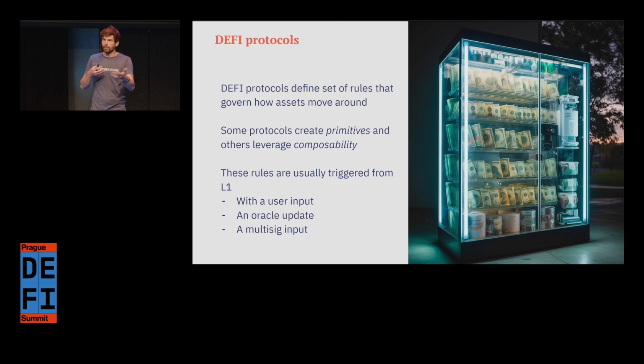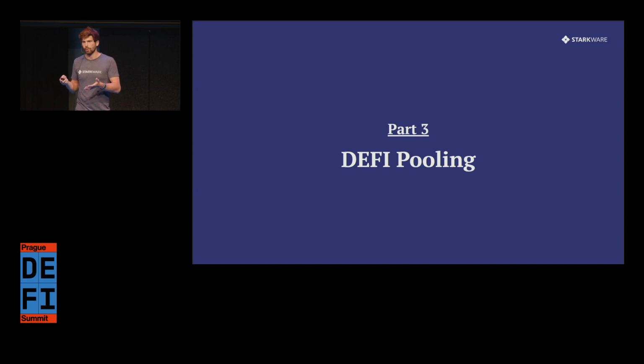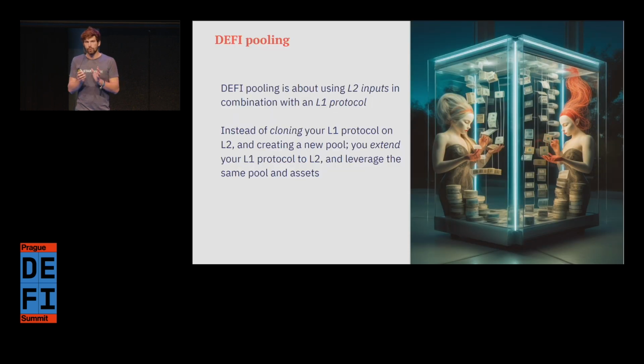Now, if you think back at what DeFi is, it's sort of similar, right? There are protocols, there are a set of rules that govern how you move assets around in Ethereum. And usually, most DeFi applications rely on input that comes from L1, right? It comes from a transaction, it comes from an Oracle update, it comes from a liquidation event, something like that. Now, the concept of DeFi pooling is really simple. What happens if you connect both of these worlds? What happens if you use a DeFi protocol and you connect it with a cross-chain protocol? What happens if you link an L1 DeFi liquidity pool with stuff that is happening on L2?